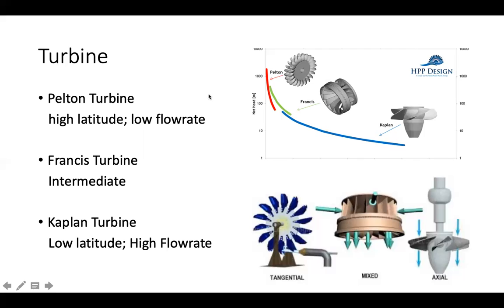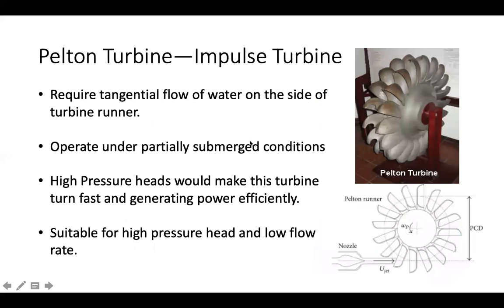So the first one is the Pelton turbine. It is a kind of impulse turbine. Impulse turbines require a tangential flow of water on the side of the turbine runner, as can be seen from this diagram on the right side. It can only operate under partially submerged conditions. Also, high pressure heads make the turbine turn very fast and thus generate power more efficiently. So it is suitable for high pressure head and low flow rate conditions.